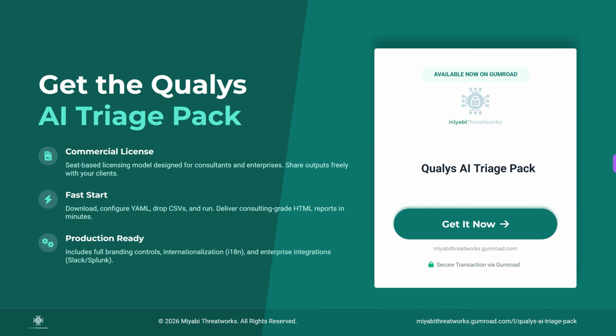Getting started is straightforward. Download the pack, adjust the YAML configuration to match your workflow, drop your Qualys CSV exports into the input folder, and run. In minutes, you'll have consulting-grade HTML reports and dashboards ready to present, and it's built to be production-ready, with branding controls, localization support, and integration options for common channels like Slack and enterprise tooling.